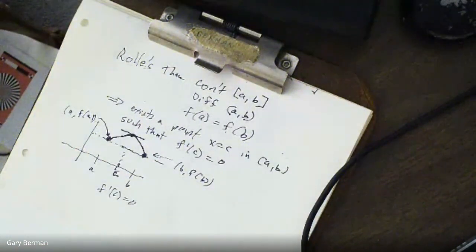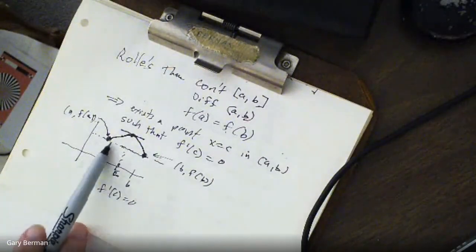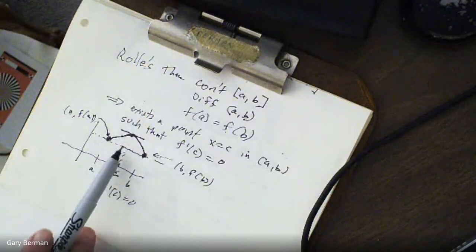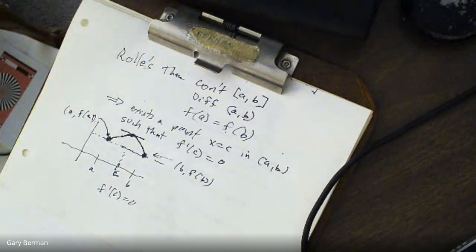So this is just a picture proof. It should be clear that if you start and end at the same y value and your function goes up first, it's got to come down. Where it comes down has a turning point. At that turning point, the derivative is going to be 0. Okay? That's the point C.